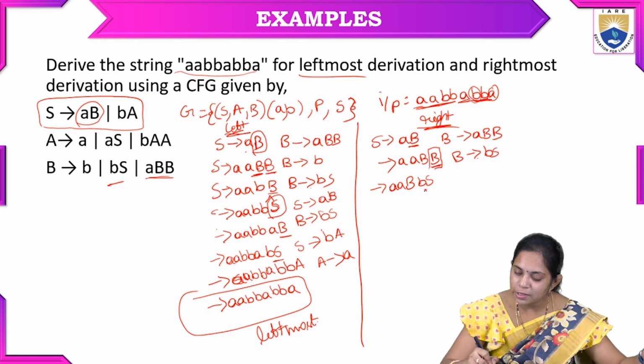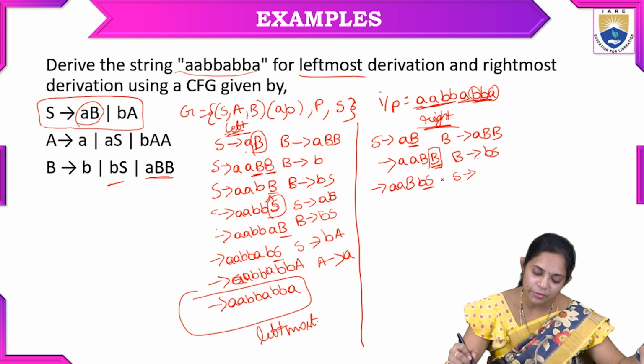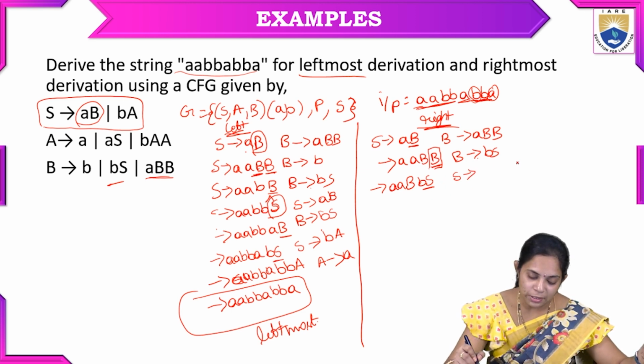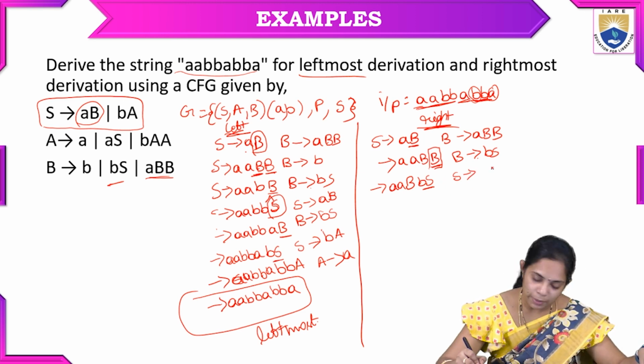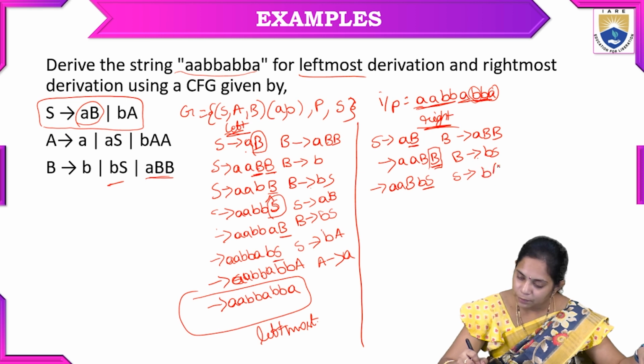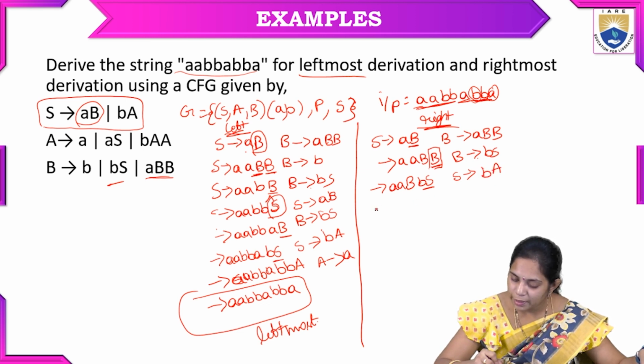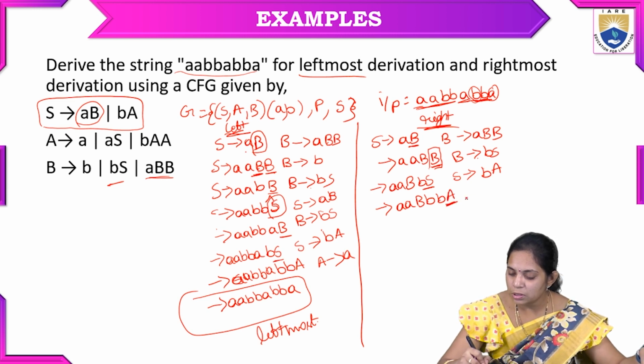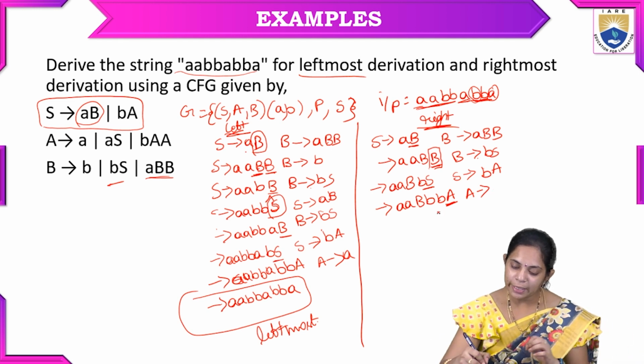Here the rightmost non-terminal is S, so we have to substitute this S tends to ba. So here what do we get? S tends to A, b and ba. And here the rightmost non-terminal is A. So what will we write here? A tends to.